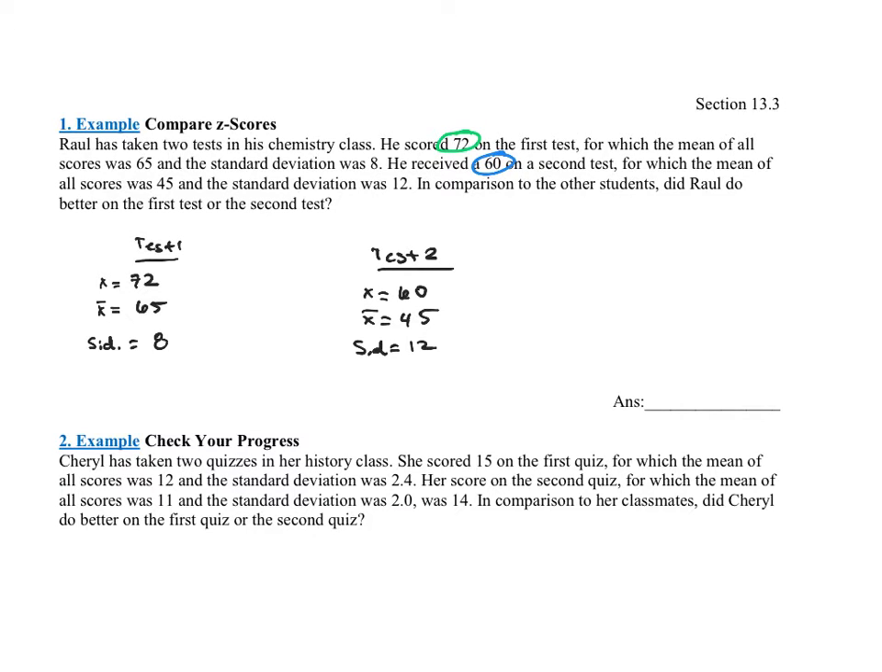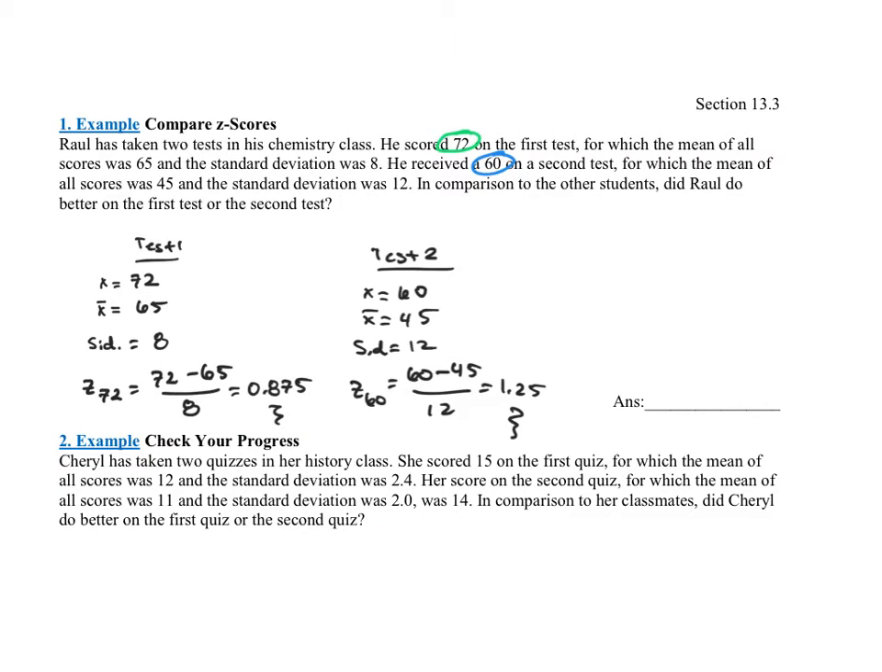Now what I want to do is calculate the z-scores. So what was the z-score when he scored a 72? Well, you do the data, 72, minus the mean, 65, divided by the standard deviation, which is 8. Likewise on test 2, to find the z-score of when he scored a 60 on the exam, you're going to do the data, which is 60, minus the mean, 45, over the standard deviation, which is 12. So go ahead and calculate those z-scores right now. I'm going to write them as decimals. I'm getting 0.875 for the first test, and I'm getting 1.25 for the second test. So these are my 2 z-scores.